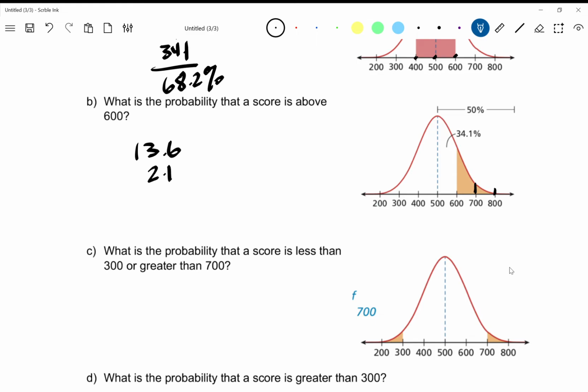Now, traditionally, this is a lot of times where people stop, but it is possible that people are going to get scores above 800. Very few people, but if you get above 800, that's going to be 0.1%. Add all of these up, you get 15.9%. Oh, I'm sorry, this is 2.2. 15.9%.